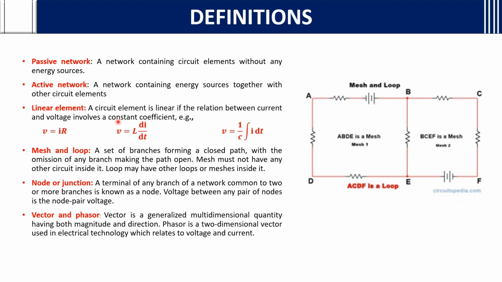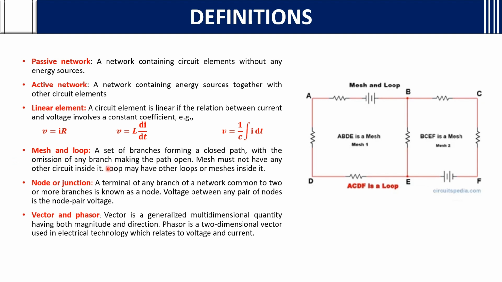Linear element. A circuit element is linear if the relation between current and voltage involves a constant coefficient. As you have seen in many formulas, here it is mentioned again. V equals IR, Ohm's law. V equals L into di by dt, and V in terms of capacitor is V equals 1 by C integral I dt.